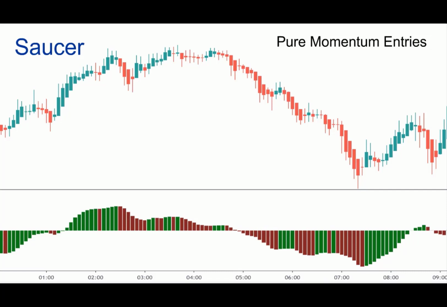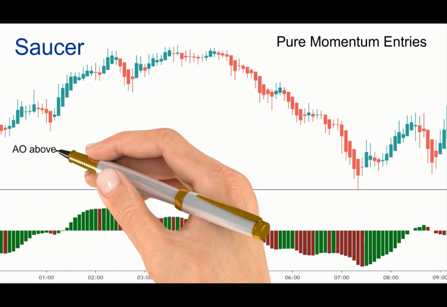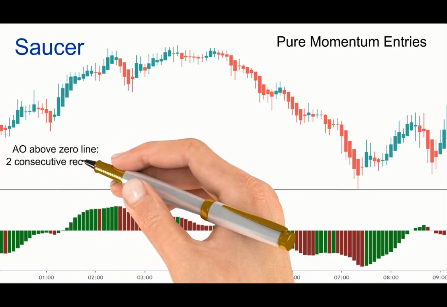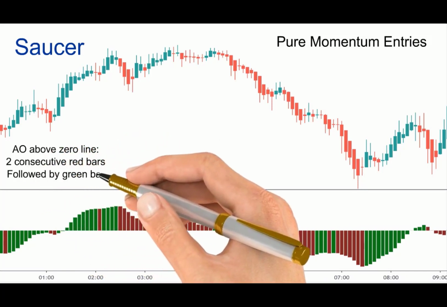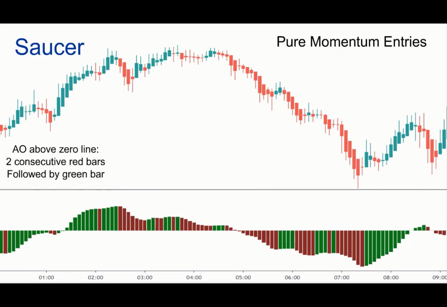Well, if you remember, when the Awesome Oscillator is above the zero line, of course that means that you should be in a bullish trend, okay? So when there's two consecutive red bars in the bullish trend followed by a green bar, that's where you take your signal. And to explain that a little more clearly, the green bars in the Awesome Oscillator are signaling that the momentum's getting stronger, right? At least in bullish momentum.